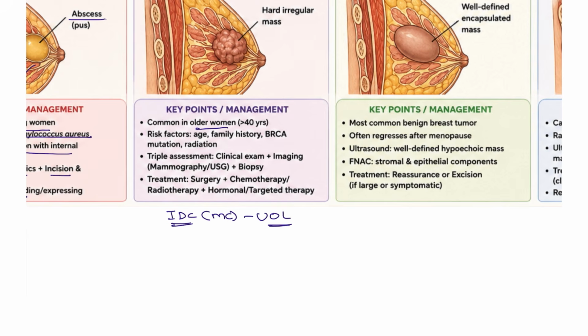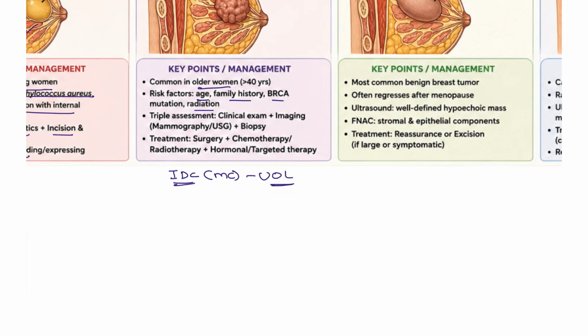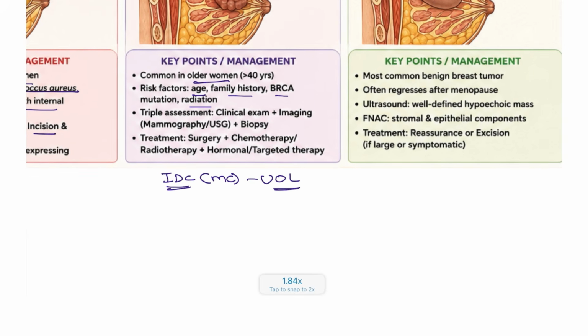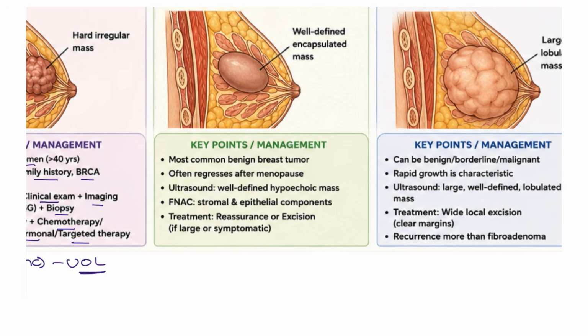It is seen in older women, those with increased age, family history, BRCA mutations, and radiation. All of this is considered a risk factor. Triple assessment has to be done: clinical exam, imaging, and biopsy. Treatment is most commonly surgery, chemotherapy if needed, hormonal therapy, or targeted therapy that we are going to follow.